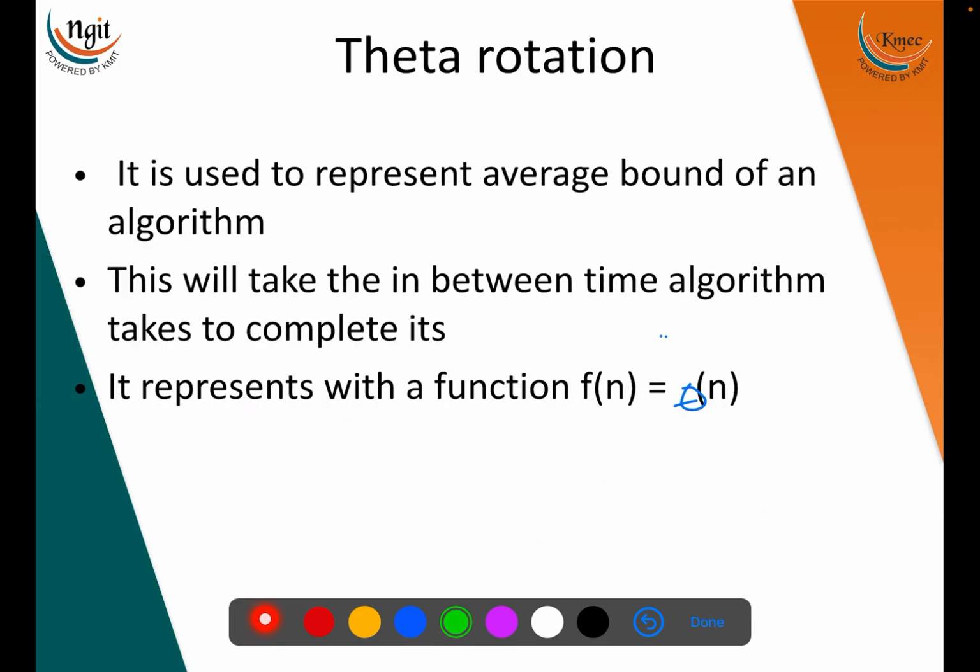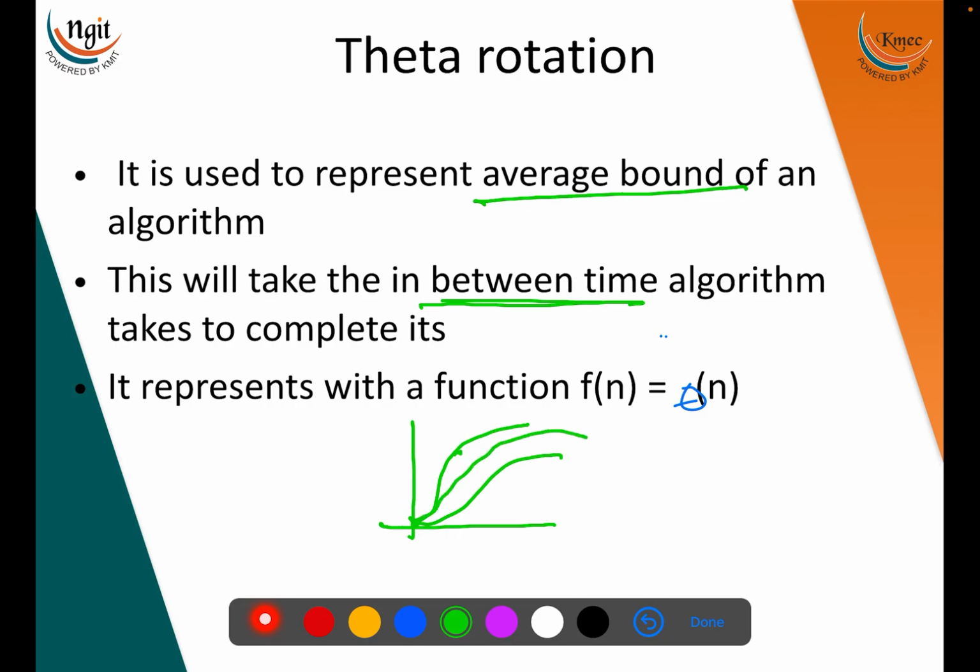Now our theta notation is what? Average bound, and it will take time between the upper bound and the lower bound. If you take a graph, this is your f of n and your g of n. When g of n is lower than f of n, it is our omega notation. When it is the upper bound, it is big O notation. When it is in between, it is theta notation.